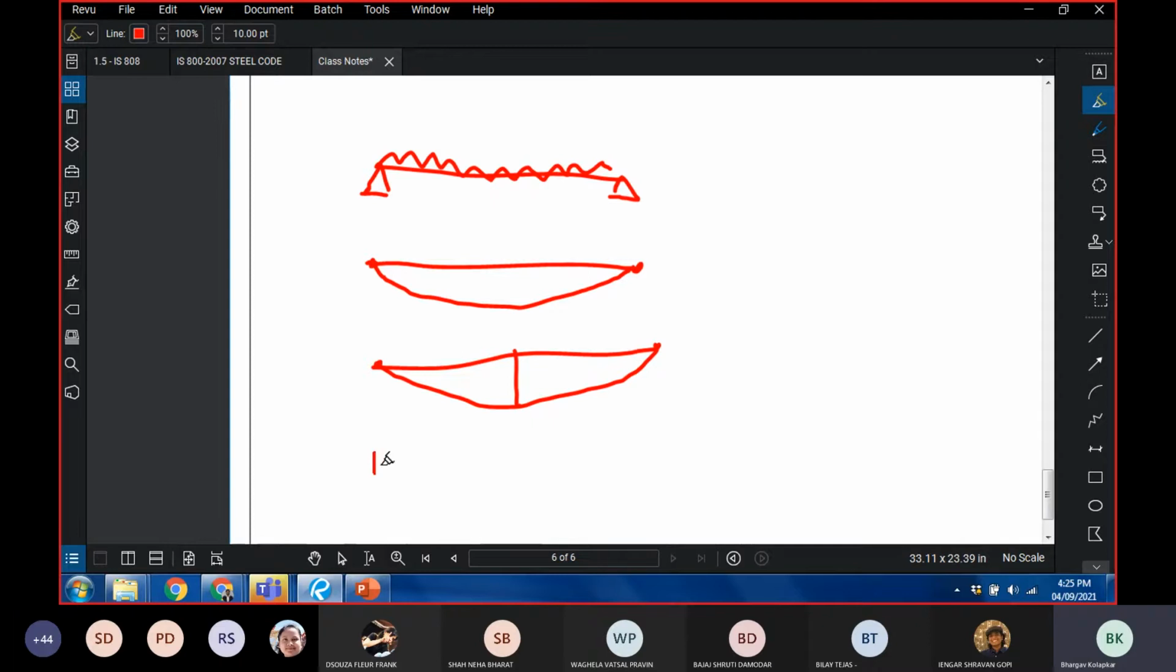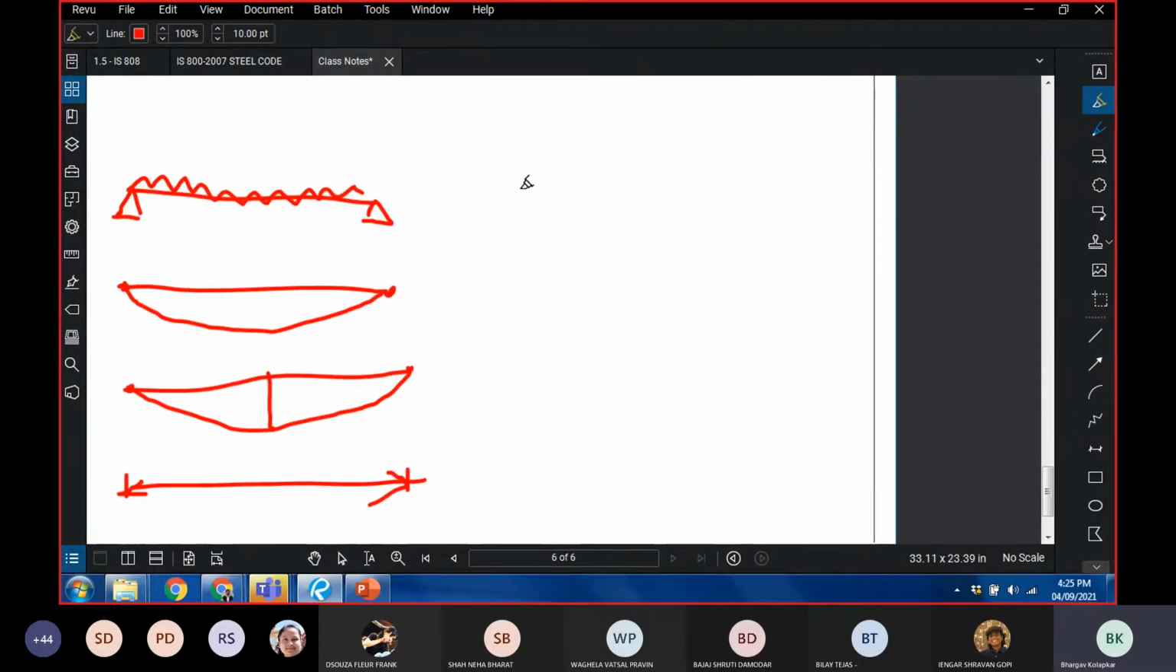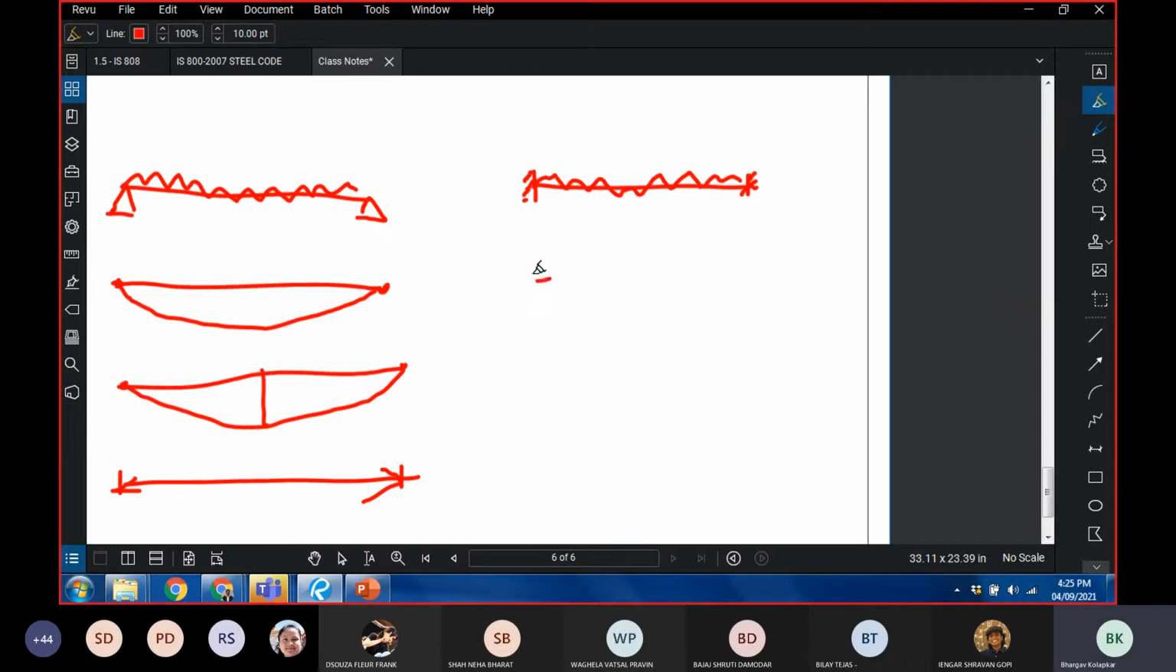So this is the length that we are looking at: the length between points of inflection, or points of zero moment. Now let us say I convert these supports into fixed supports. Now if I apply UDL here, the deflected shape is going to be something like this.